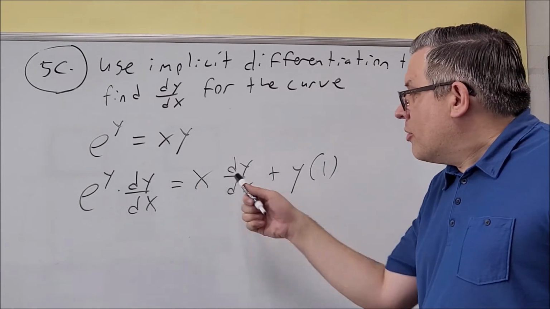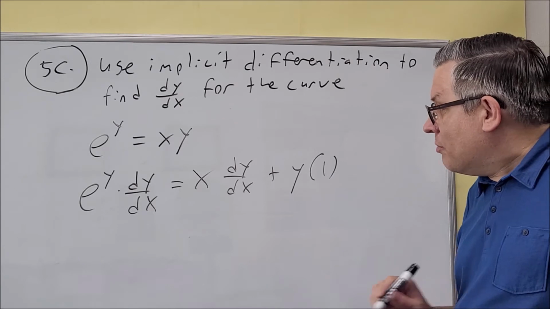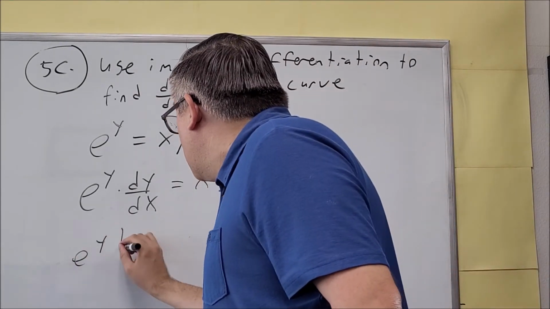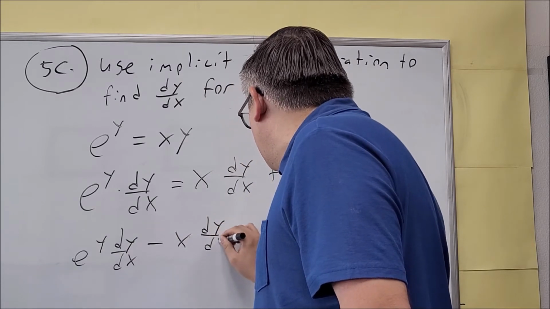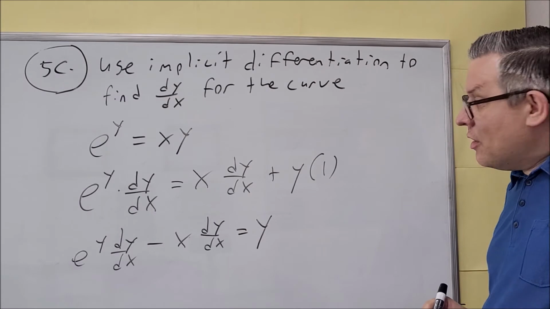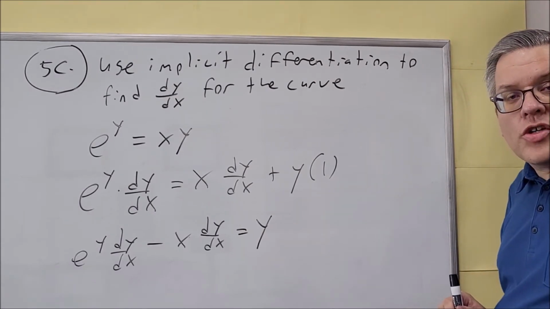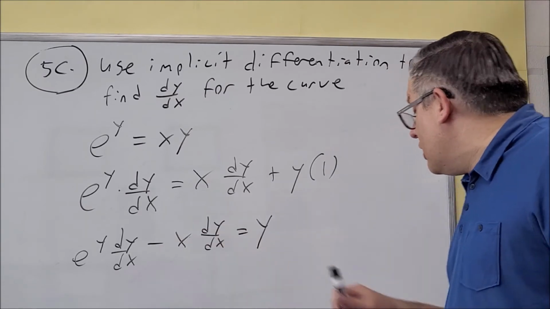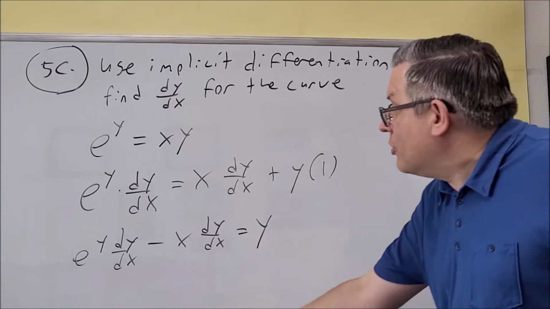You want to get all these terms that have dy/dx in them. You want to move all those over to the same side of the equation. So e to the y dy/dx minus x dy/dx is going to equal y. We're doing this process because we want to get them all on the same side of the equation, so that way we can factor out the dy/dx. So that would be your next step, is to factor out dy/dx.